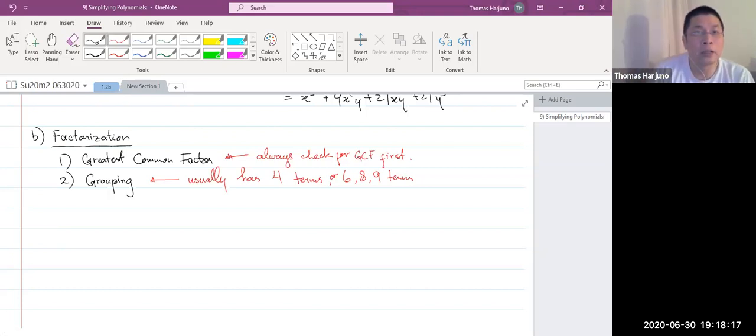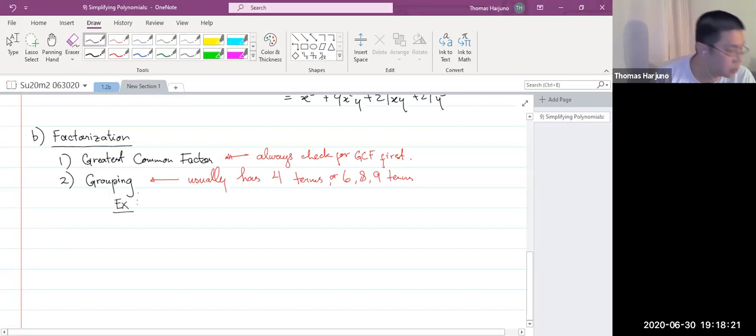Okay, now let's say we do one example. Let's say, for example, we do number 26 in our textbook, number 26 on 1.3. I have 5x cubed plus 10x squared minus 20x minus 40.